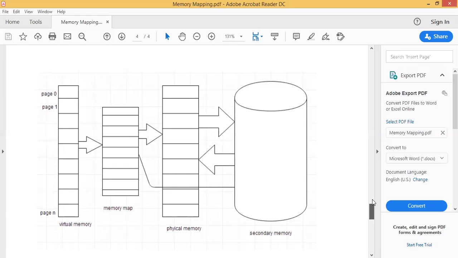Here I give a picture or diagram where virtual memory consists of page 0 to page n. Next it goes to the memory map. After that it goes to physical memory and then it is stored in secondary memory. And it always swaps from physical memory to secondary memory.